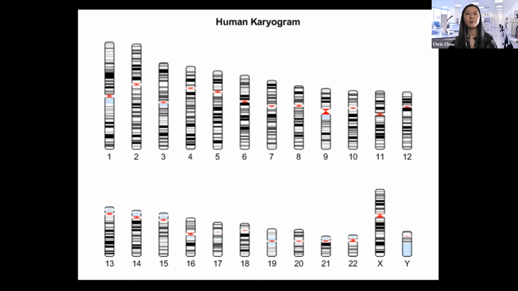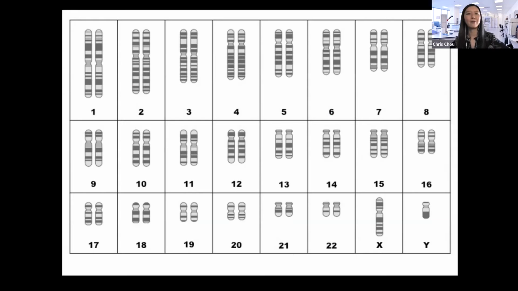And then within a human cell, we are diploid creatures, so we have 2 copies of every chromosome. So you can see these homologous pairs represented in this ideogram.